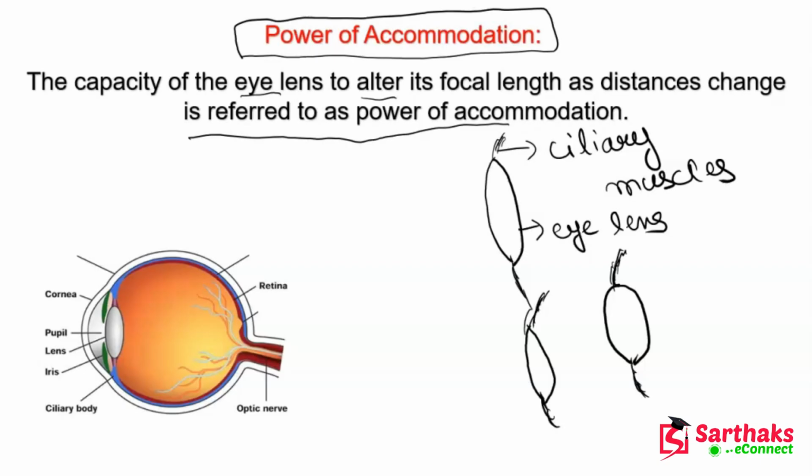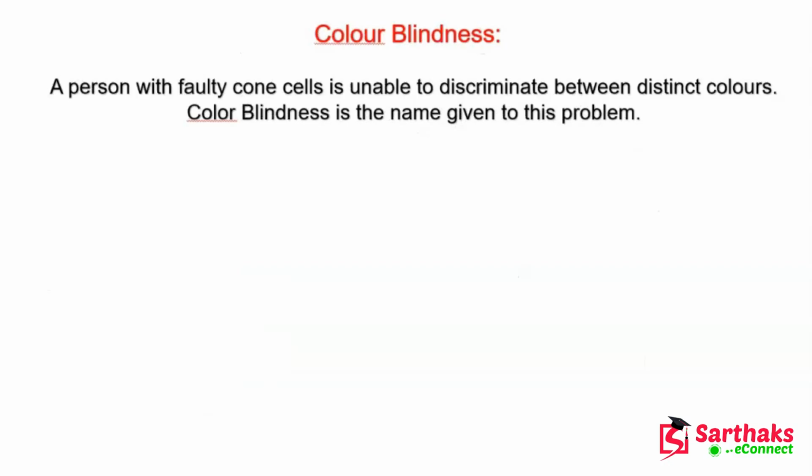Now let's move ahead. Here we will talk about color blindness. A person with faulty cone cells is unable to discriminate between distinct colors. Okay, it is very important. Many times this question is asked directly: a person with faulty cone cells cannot differentiate between distinct colors. We call it a disease, and the name of the disease is color blindness.